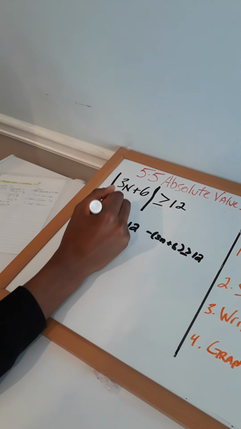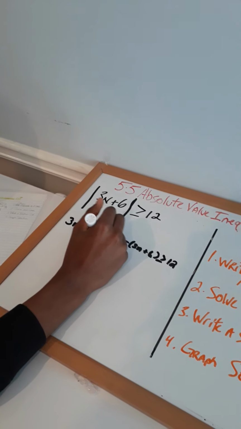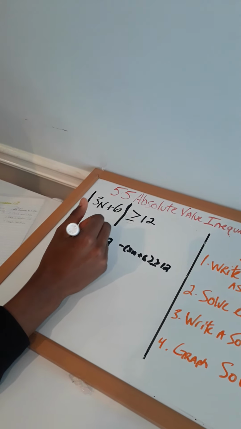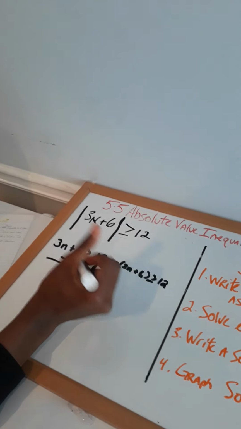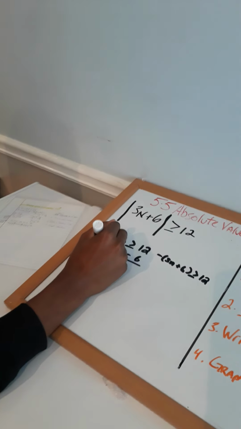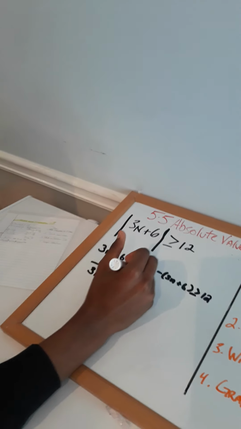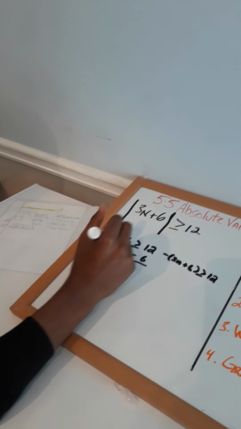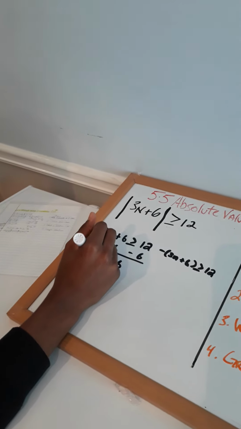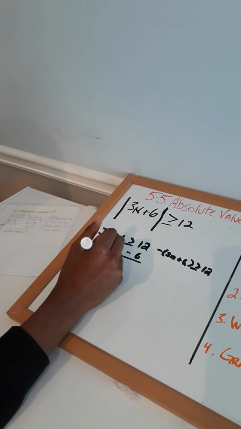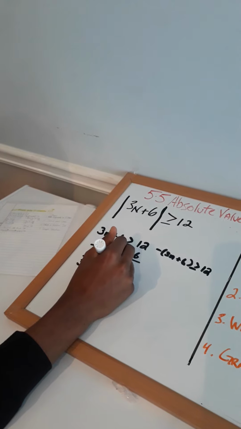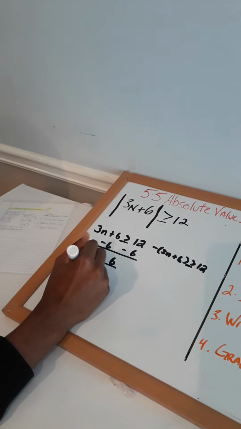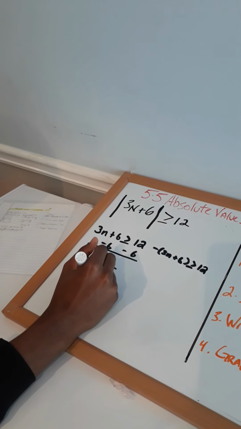Okay, so for our first case, we're going to be taking 6 from both sides. And then what that is going to give you, that's going to leave you with 3n is greater than or equal to 6. So we're not done yet. Now what we need to do is divide 3n by both sides. So that should look something like this. And then that leaves you with n is greater than or equal to 2.